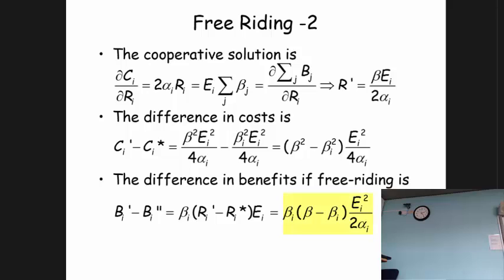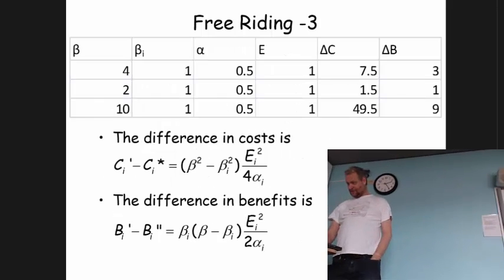So you can work this through. So this is beta times beta I, and this becomes beta I squared, just as we had there. So now the difference is we have a 4 here and a 2 here. And this sort of shows that it's always better to free ride. Let's just double check that.